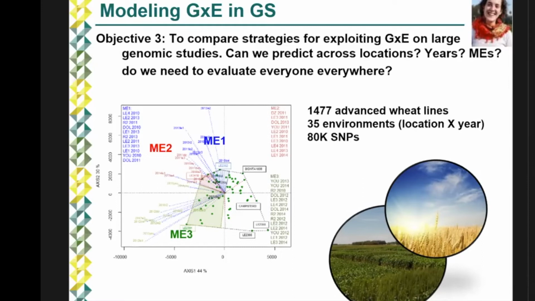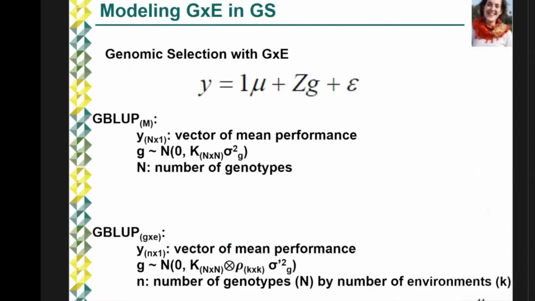So we were interested in whether we could predict by year, by location, or use this higher level of prediction for mega environments. The model that we use is a very simple model. We use a GBLUP, which we call M, for the average. Here Y is my mean across all environments, and then I have my kinship relationship matrix and the genetic variance. But we also use a GBLUP G by E model, in which now my Y has all of this yield, let's say, in all the different environments. And now we are modeling this G matrix as the Kronecker product of this relationship matrix times the correlation across environments, so like an unstructured model.